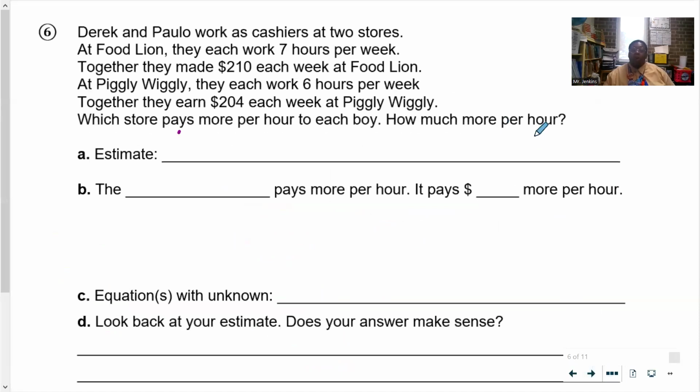Wow, we are working with money again. Now, this word problem you need to pay very close attention to because we have a lot going on. So what we're going to do is split this in half because we've got 2 different scenarios to look at.